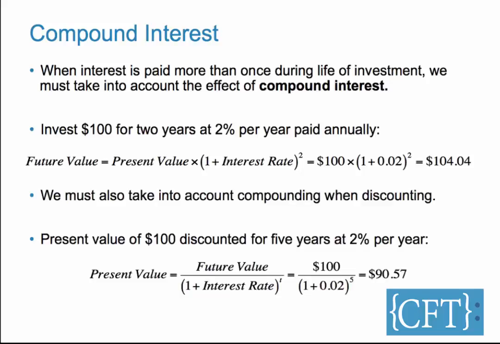We must also take into account compound interest when discounting. Thus, for example, the present value of $100 discounted for 5 years at 2% per year would be $90.57, which we calculate by dividing the $100 by 1 plus 0.02 raised to the 5th power.